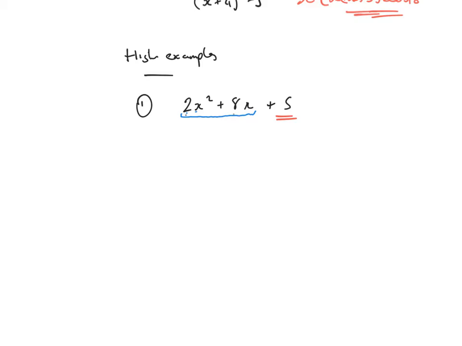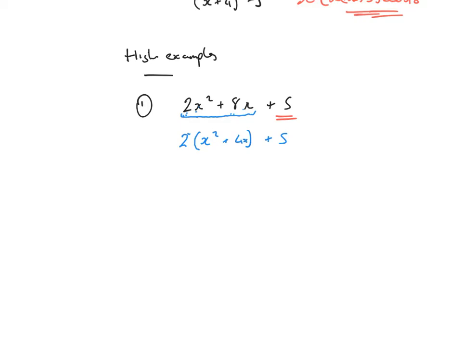Now that would obviously be from 2 and 8, you would take 2. And 2 times what gives you 2x squared, that's x squared. 2 times what gives you 8x, that would be 4x. Close the bracket, and I'm going to put my plus 5 at the end. Okay, and let's just make sure I get that right. 2 times 4x is 8x.